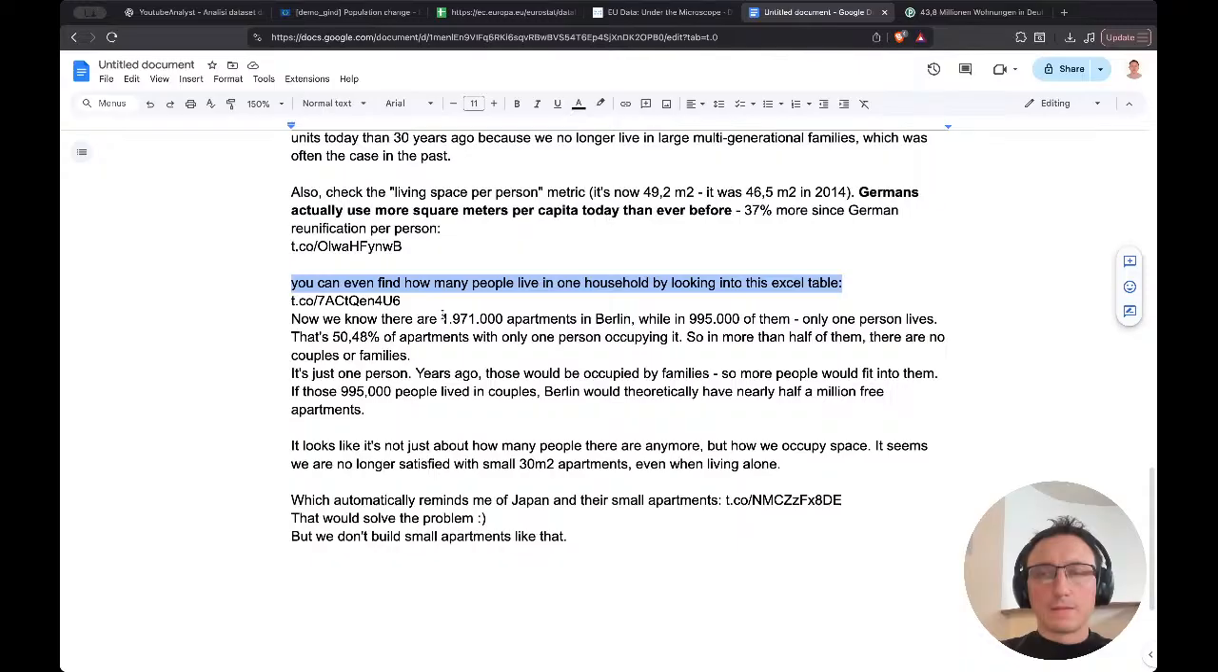Now we know there are 1 point, wow, almost 2 million apartments in Berlin, while 1 million of them only one person lives. That's 50% of apartments.